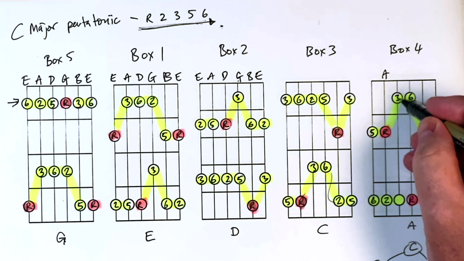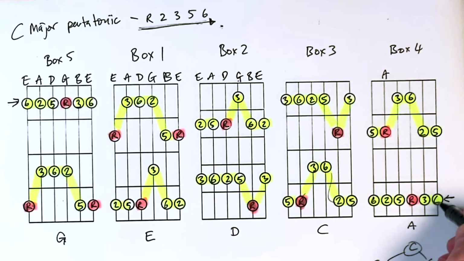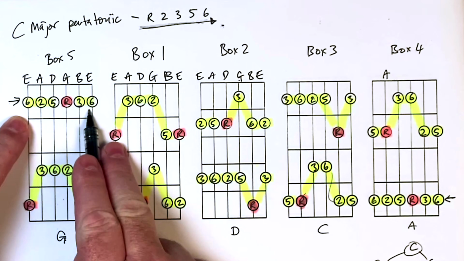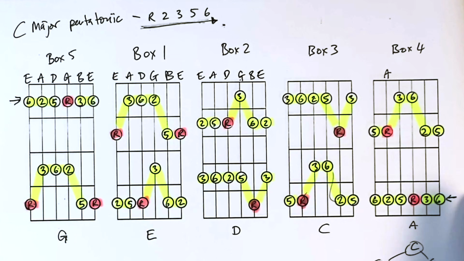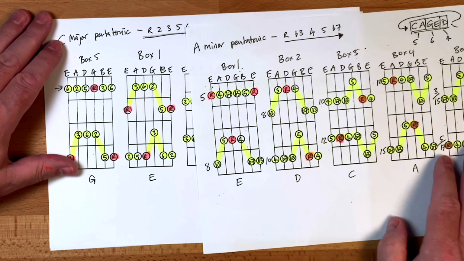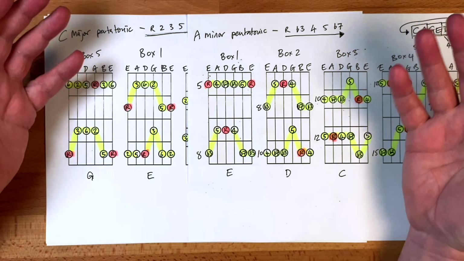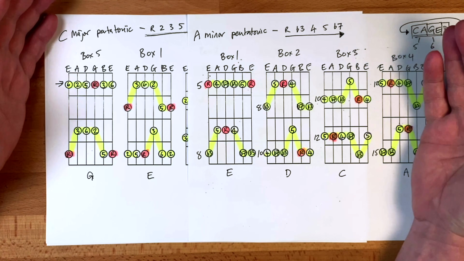Root, 2nd, 3rd coming up. That's going to give me the 5th. This is the 2nd. It's going to be the 3rd just here. This is the 5th. This is going to be a 6th. So you can see that is exactly the same as that. And that plots everything out, guys. So now you can see that all you need to do is look at your 5 pentatonic box patterns and see that we can visualize them in a different way.